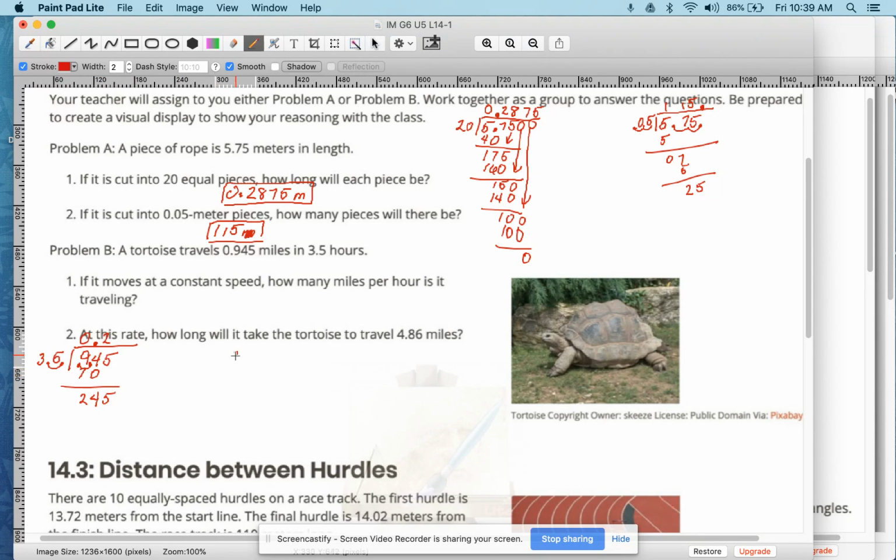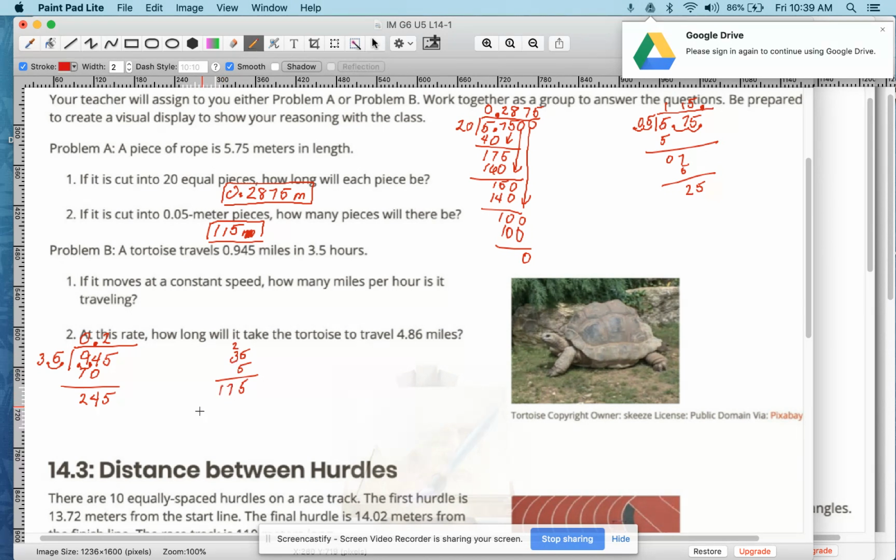Let's try it. 35 times 5. I've got 5 times 5 is 25. Carry my 2. That's 15. Oh, that's only 175. So that's not going to work. The next one that will give me a 5 is going to end up in a 0, but how about 7? Let's try 35 times 7. 5 times 7 is 35, so I'm going to carry my 3. 3 times 7 is 21, plus 3 is 24.